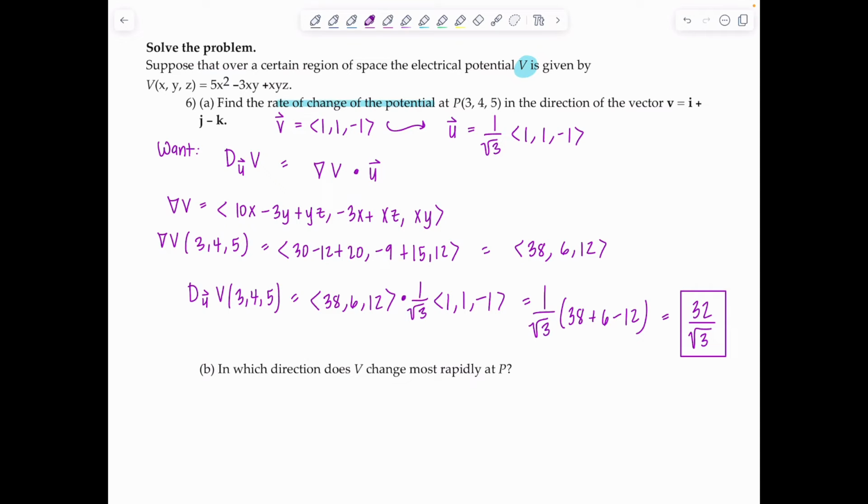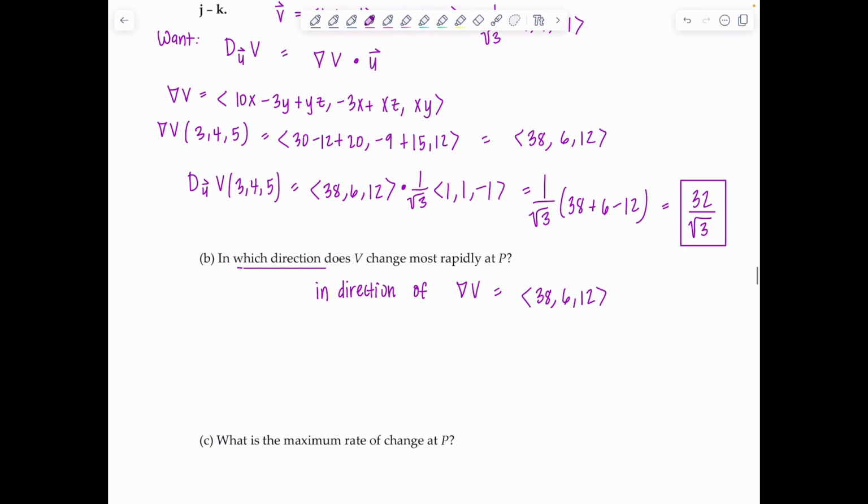Okay. In which direction does V change most rapidly at P? As we know, that's in the direction of the gradient. This problem asks for what direction, so our answer should be a vector quantity. So in the direction of the gradient of V, which has components 38, 6, 12. If they wanted to scale it down, it would still be in the same direction. So another appropriate answer would be 19, 3, 6. That's it.